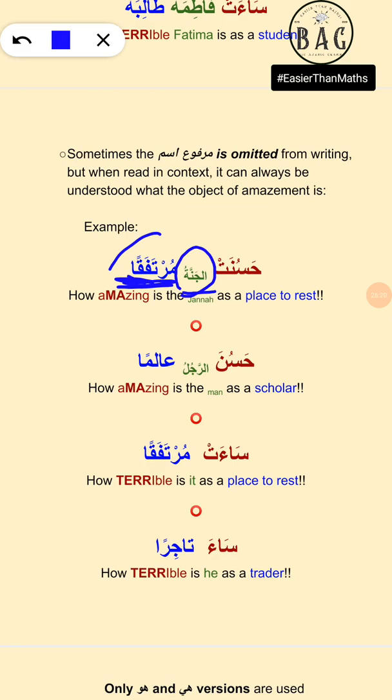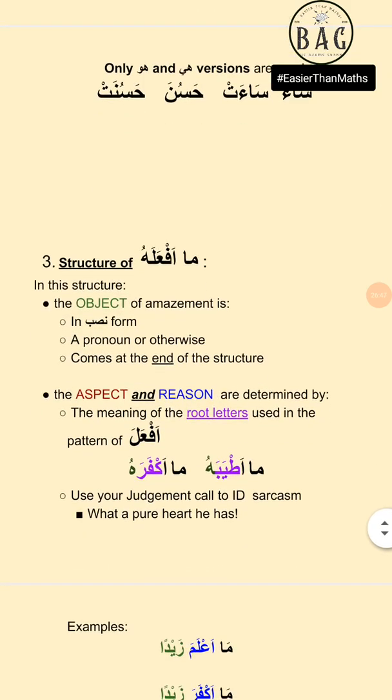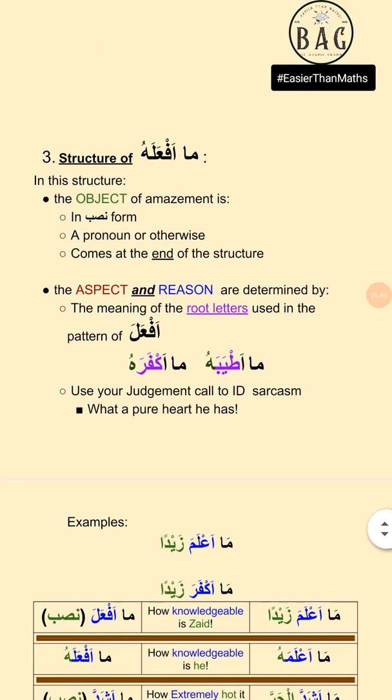Okay, all right, next you've got hasuna rajulu aliman rather, how amazing is the man as a scholar. Then you've got sa'at murtafaqan, similarly how terrible is it as a place to rest. Then sa'a tajiran, how terrible is he as a trader. Okay, and of course you only have the huwa and hiya versions in this type, in this category.